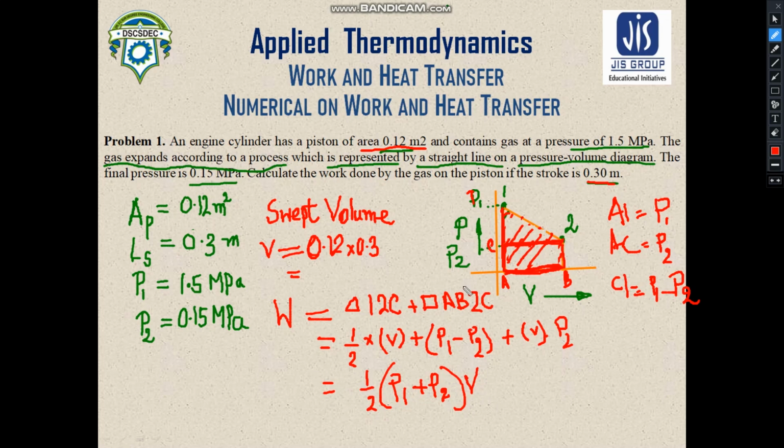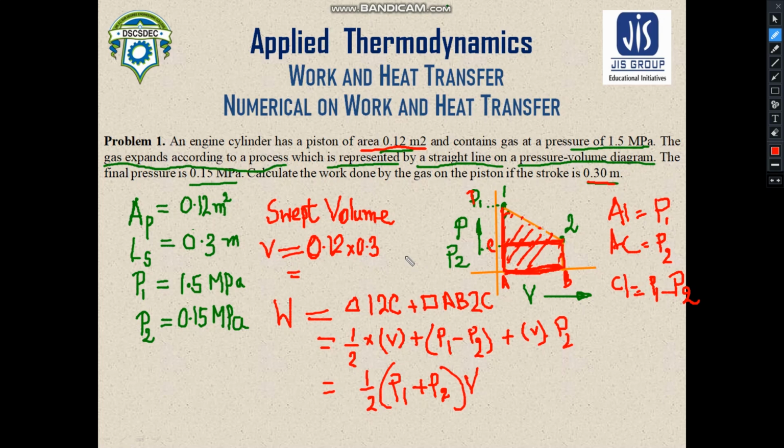Now you know P1 as 1.5, P2 as 0.15, and V is calculated from here. So just put in the data here and you will find the net work done. I hope you have understood the problem.